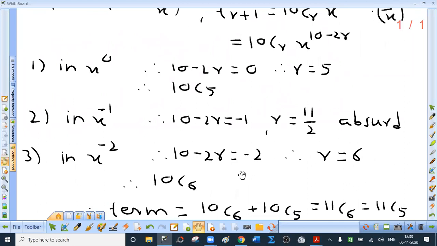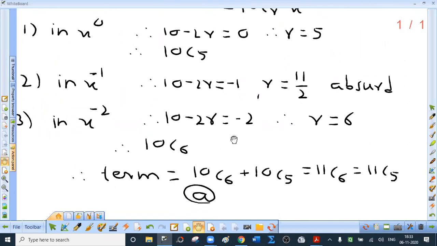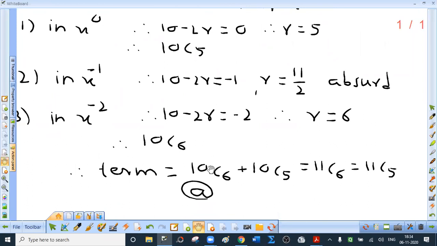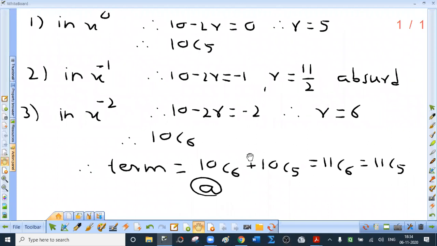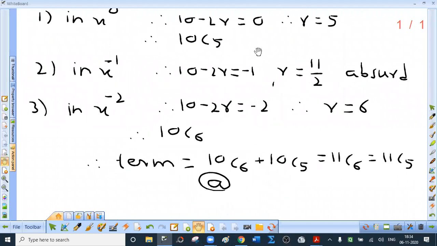So what is the required term? 10C6 plus 10C5. Now nCr plus nCr minus 1 is n plus 1 Cr, that is 11C6, but this option is not given. But you should know that nCr is nC n minus r. So 11 minus 6, that is 5. Yes, this option is given. So the correct option is A, Ahmedabad. Right.